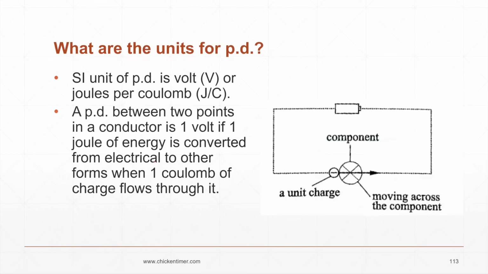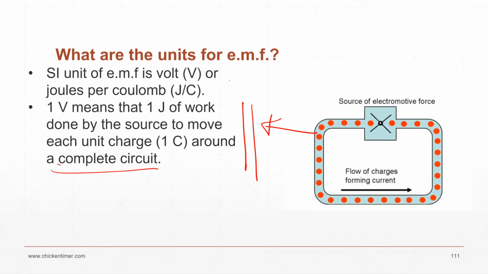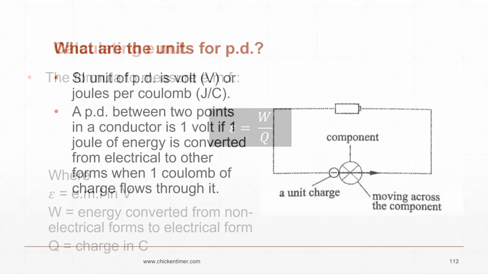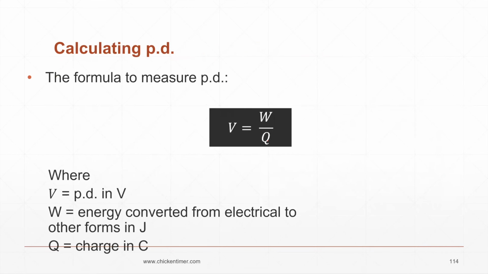Then the PD, right, is across a component. PD is across a component. But the PD, right, the unit is also in volts. So back to this calculation of EMF, the formula is this. So this is energy or work done, divided by charge. Then PD is also the same formula.